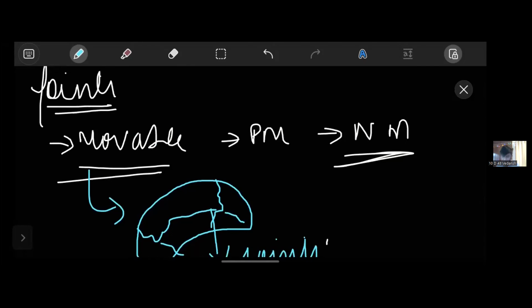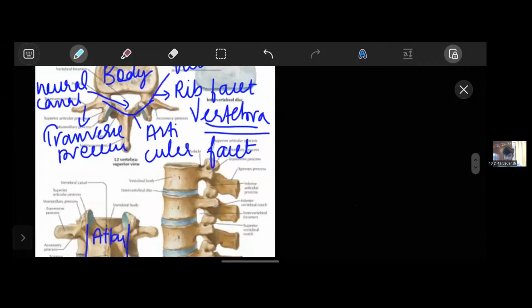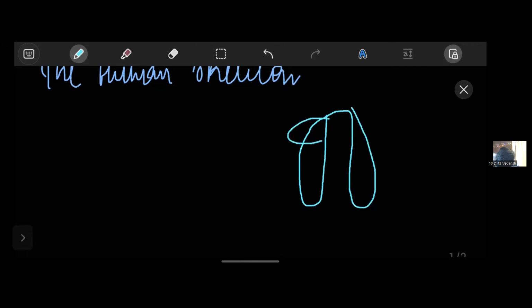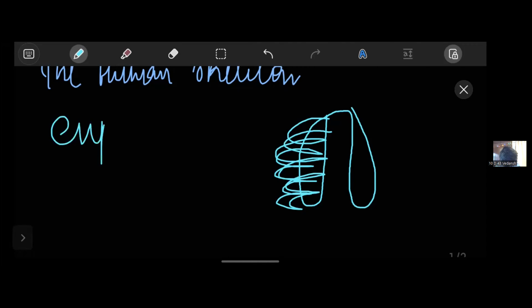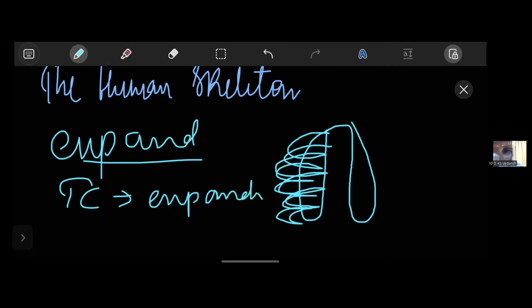Now, an example of partially movable joints we can see over here. When ribs expand and contract, so we have our ribs over here. When lungs expand, the thoracic cavity also expands. When this thoracic cavity expands, your ribs come out in an outward fashion. So they open. For example, when you blow a balloon, it inflates, right?